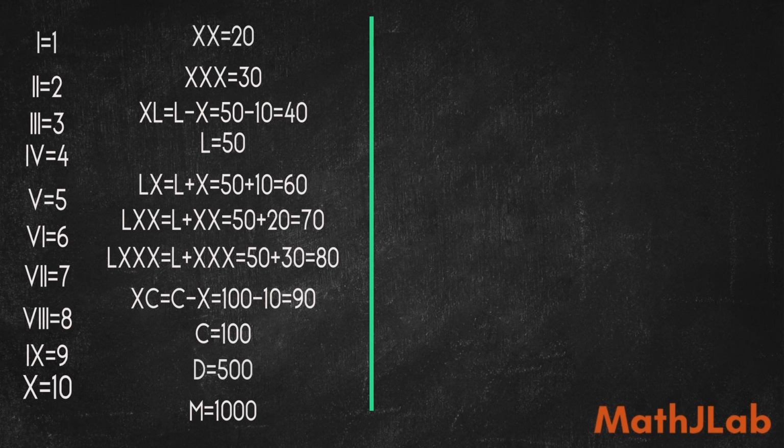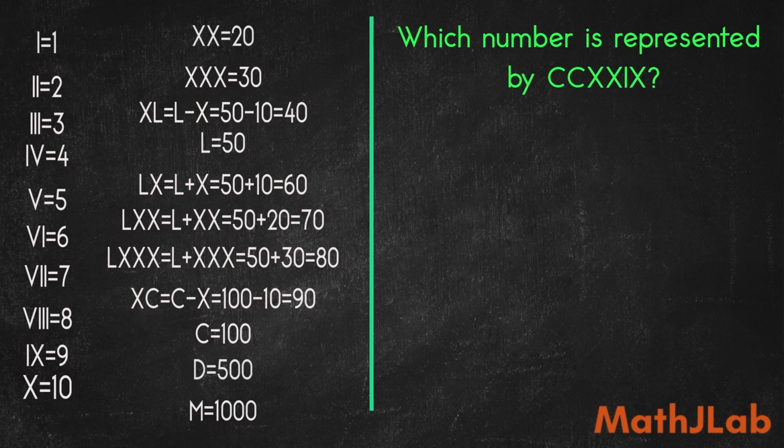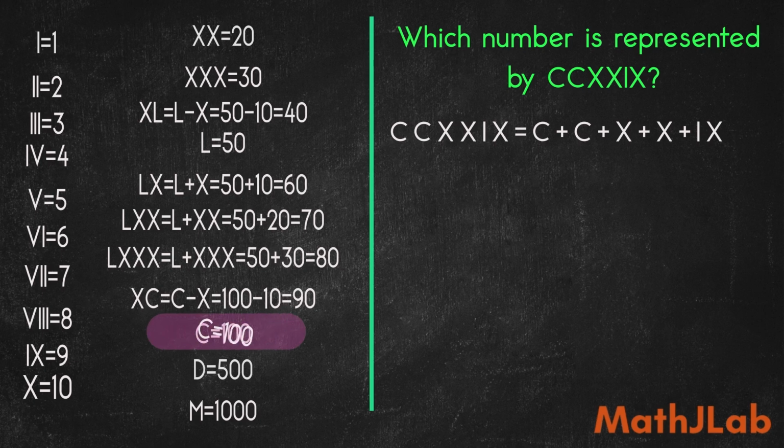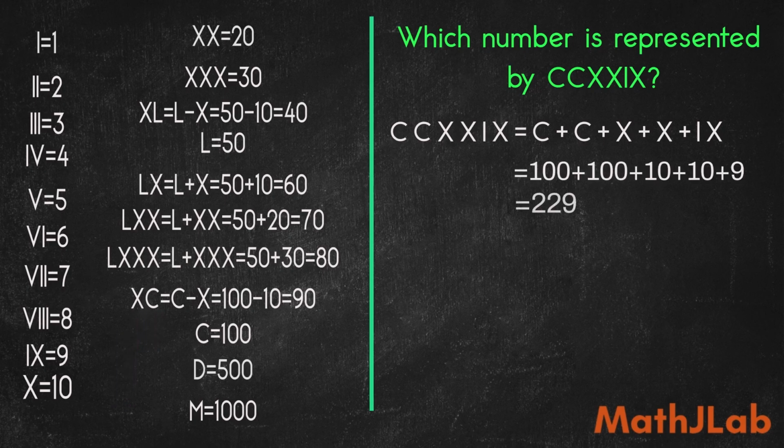Let us explain another example. Which number is represented by CCXXIX? We can write it as C plus C plus X plus X plus IX. We have C for 100, X for 10 and IX for 9. Therefore, we get 100 plus 100 plus 10 plus 10 plus 9, that is 229.